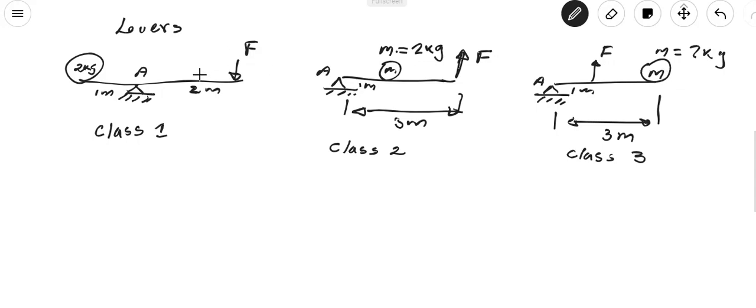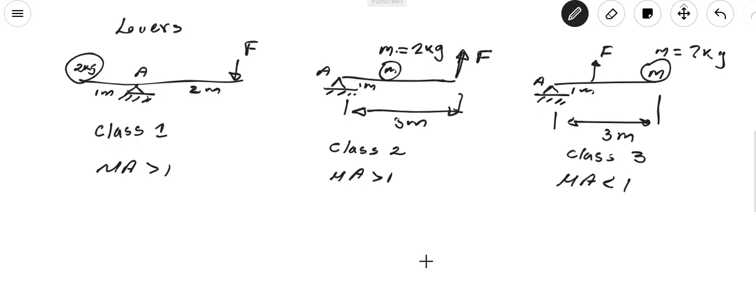Usually in mechanics we use class 1 and class 2 levers. But when we are working with human limbs, we have levers that are mostly class 3. The good thing about class 1 and class 2 levers is that the mechanical advantage that I mentioned is greater than 1. The bad thing about class 3 levers is that the mechanical advantage will be lower than 1.